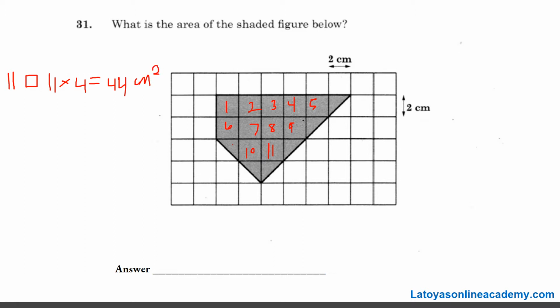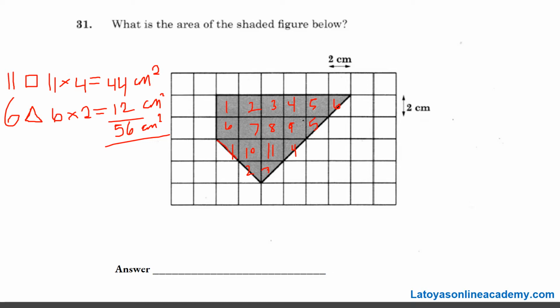And then we have a total of 1, 2, 3, 4, 5, 6 triangles. And as we can see, these triangles are half the area of the square. So we can now also show you another method, all right? 6 triangles. So the area of these triangles are going to be 6 by 2, which is half the area of the square, which is going to give me 12 centimeters squared. When I add this, I'm going to get a total of 56 centimeters squared to be the area of the shaded region.